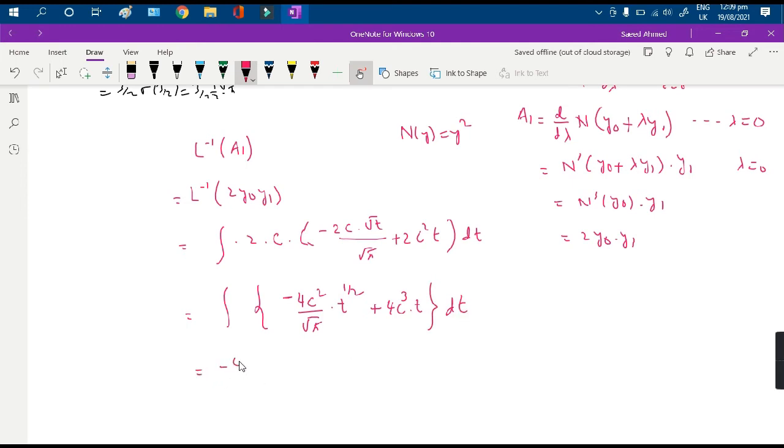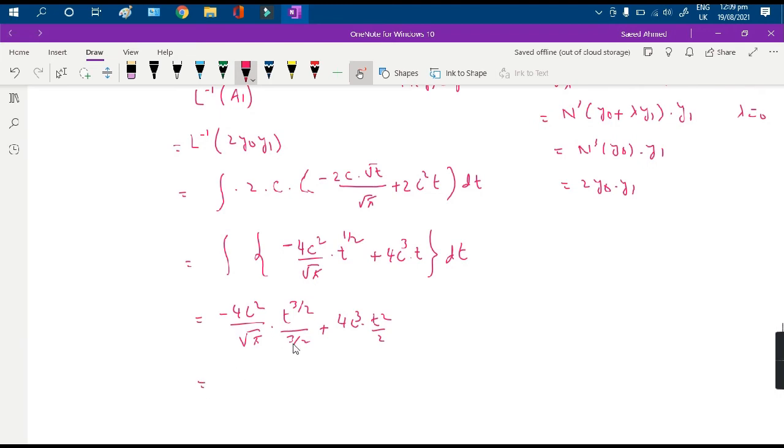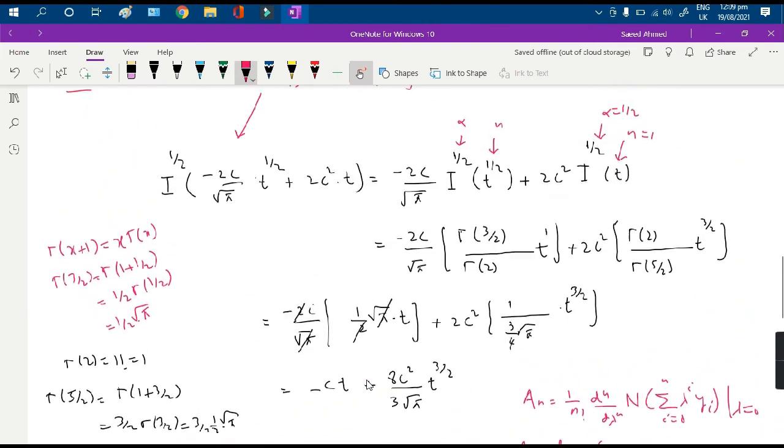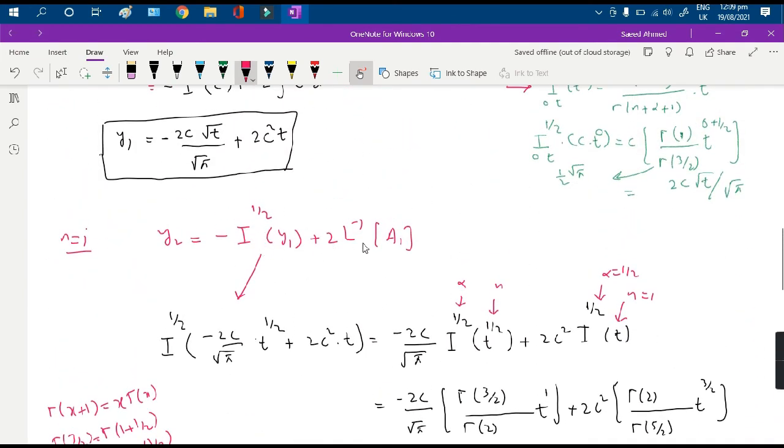Now integrating, I get minus 4c square over square root of pi and t to the power 3 by 2 over 3 by 2, and then 4c cube into t square over 2. Okay, one more step. This becomes 2 times 4, this is minus 8c square over 3 times square root of pi into t to the power 3 by 2, and this is 2c cube t square. Now I have collected and simplified all these terms.